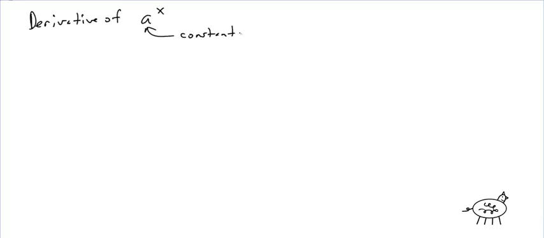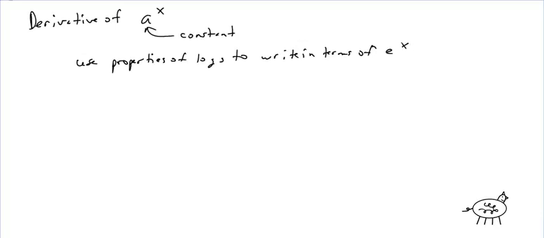All right. I'm going to use some properties of logs to kind of figure things out here, to write a to the x in terms of e to the x. So what I want you to remember is that e to the ln of a is equal to a, right? As long as you have e and you have ln of a, it's equal to a.